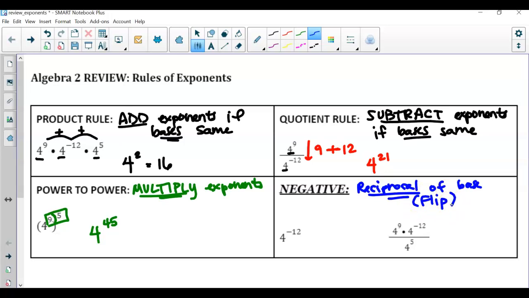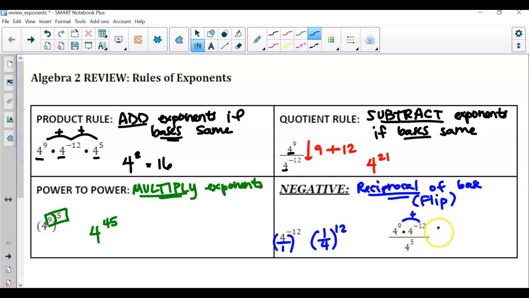So like here, for example, if I have 4 to the negative 12, well, 4 is my base. Or think about it like how it's 4 over 1. So what is the reciprocal, or how would 4 be flipped? Well, 4 would be flipped to 1 over 4, but raised now to the positive 12 exponent. So we're going to get the reciprocal of the base to make our exponent positive before you could simplify. So like here, for example, notice how we're multiplying, right?